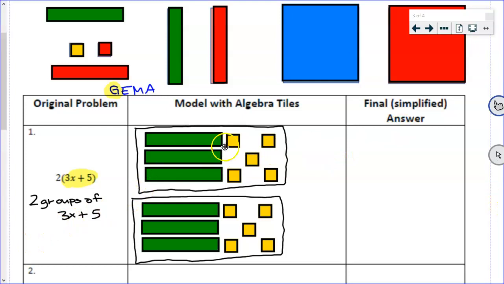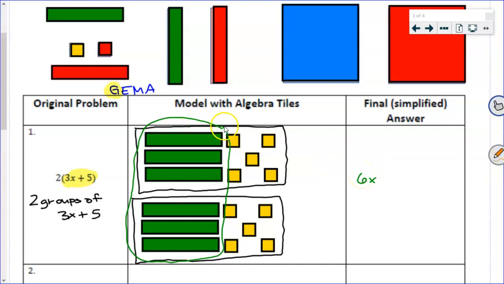All right, now that I've got these 2 groups of 3x and 5 modeled, what do I really have altogether? Siley? Yes. Now I can start looking, instead of paying attention to what is in a group, I can start looking across the groups and see across the groups altogether, I have 6 of those x tiles.